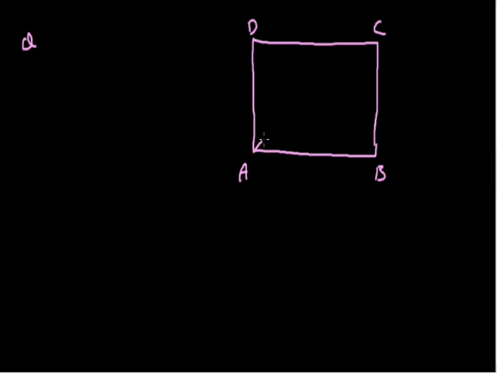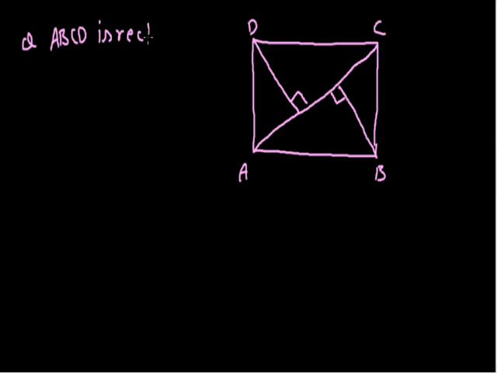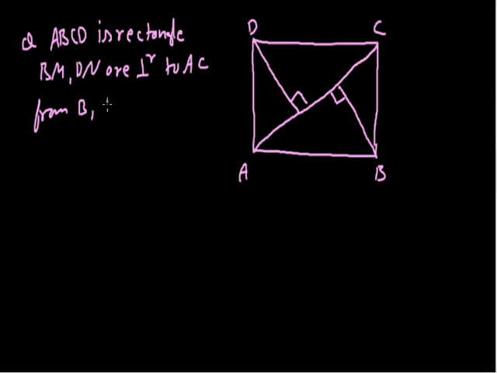Now we move to the next question. In this given figure, ABCD is a rectangle, and BM and DN are perpendicular to AC from vertices B and D respectively. We have to give the reasons for the following statements.